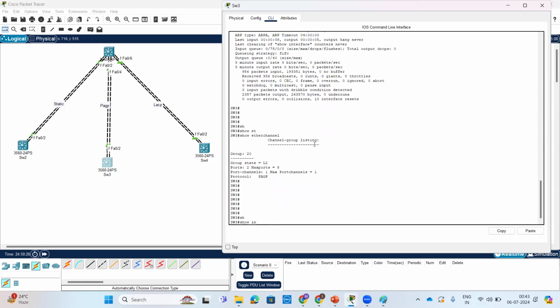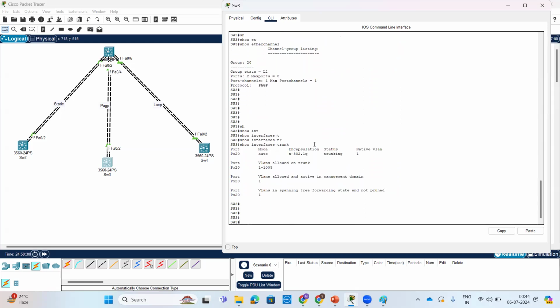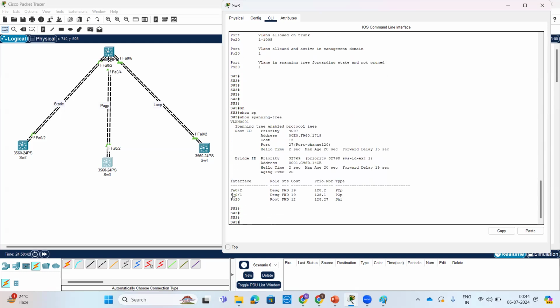Show interface trunk. Now trunk is also enabled. That is 802.1Q. Port channel is also up. See, both are coming up. So spanning tree. Now forwarding state. Both ports are in the forwarding state. You can verify here. Forwarding and forwarding. Forwarding state only: forward the information and receive the information. Now no blocking port is there.